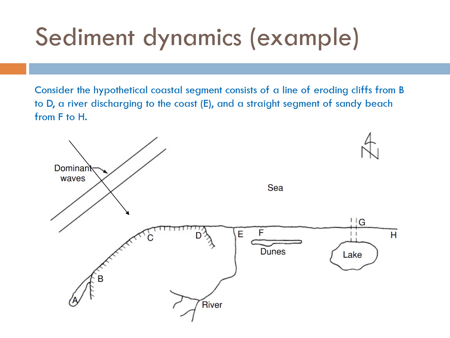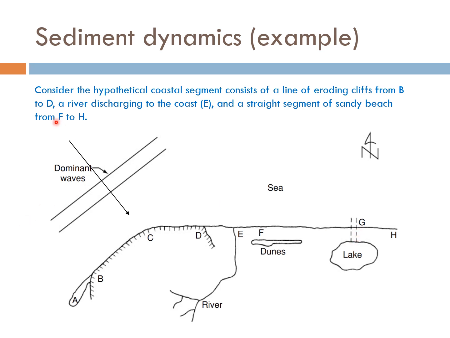Consider the hypothetical coastal segment as shown, which consists of a line of eroding cliff from B to D, a river discharging to the coast at point E, and a straight segment of sandy beach from F to H. Also shown on the figure is a spit here at A, a dune parallel to the beach at F, a lake which is connected to the beach via an inlet at G, although the inlet is shown as a dashed line. We'll come to that later.